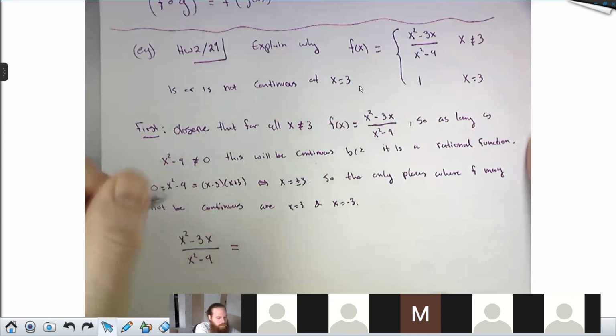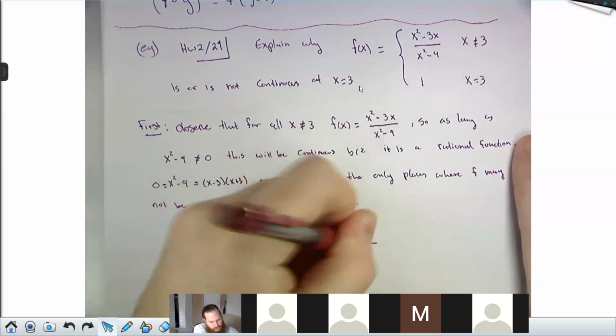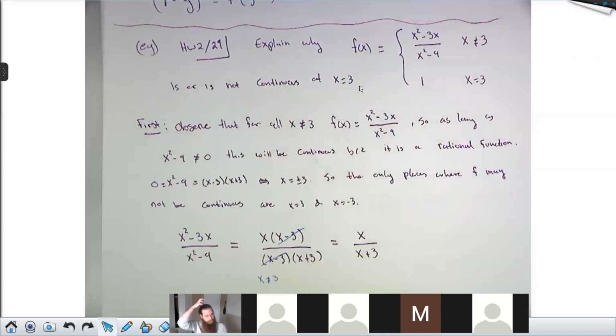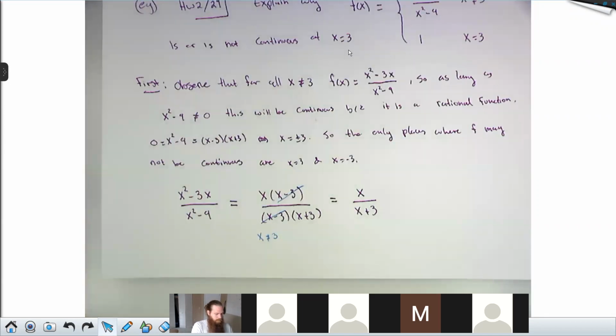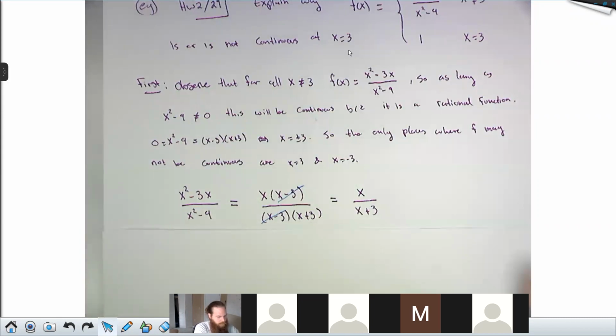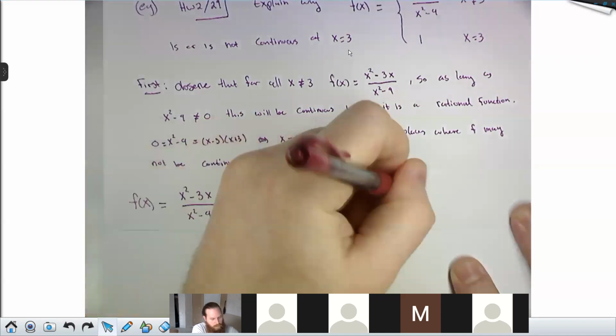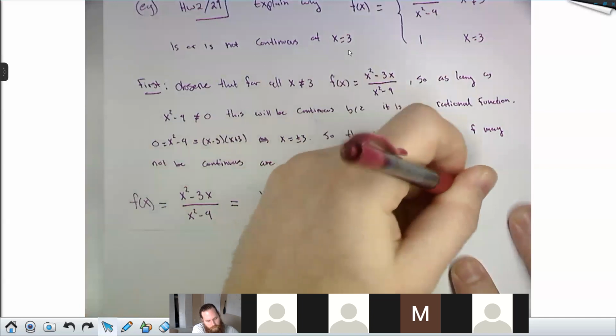You can cancel the x minus 3's as long as x is not equal to 3, but that's okay because this function is only defined to be this thing if x is not equal to 3. And what you get is x over x plus 3. Now, what I want to know is whether the limit as x approaches 3 of f of x is equal to f of 3. That's the definition of continuity. So I'd say f of x is equal to this for all x not equal to 3.